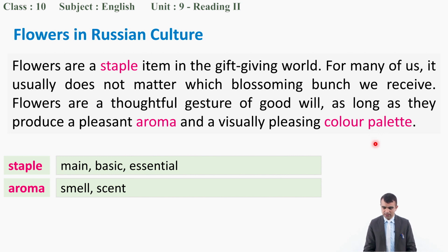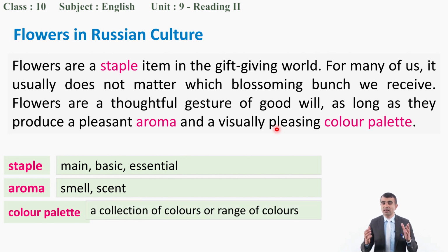And third word here is color palette. What does color palette mean? So here visually pleasing color palette, that is given. So what is color palette? Can you guess? Mixture of color? Yes, a combination of different colors or collection of colors or range of colors. Is it so? Good. Range of colors, many colors are there. When there are many colors, we say color palette.